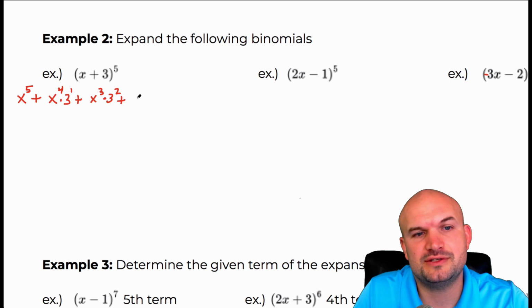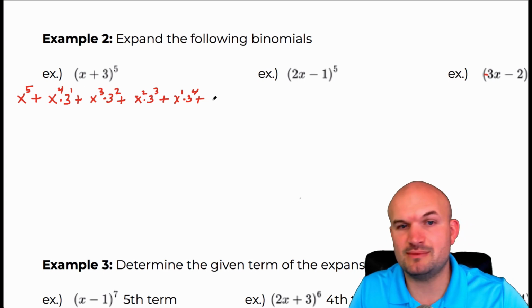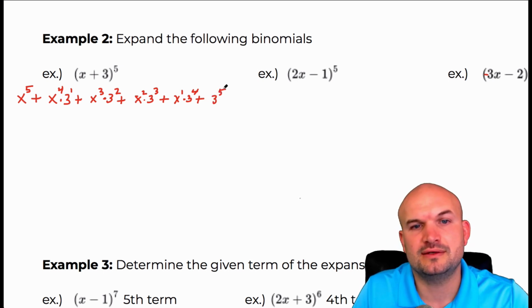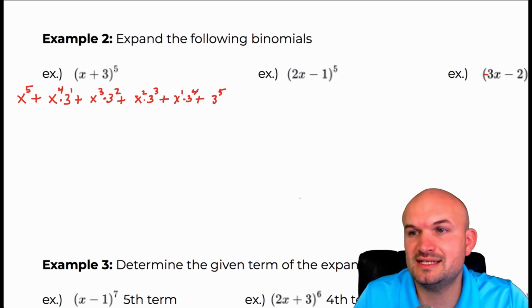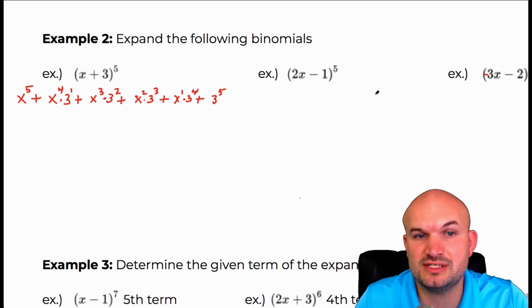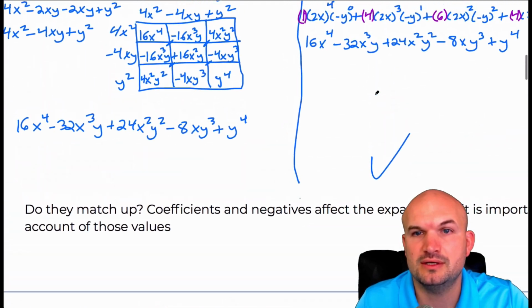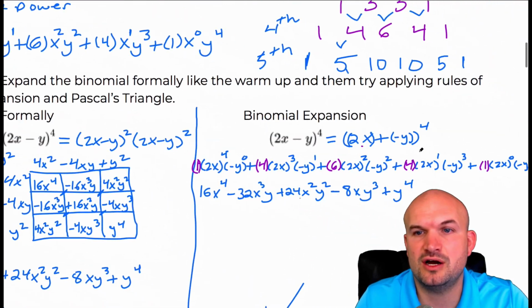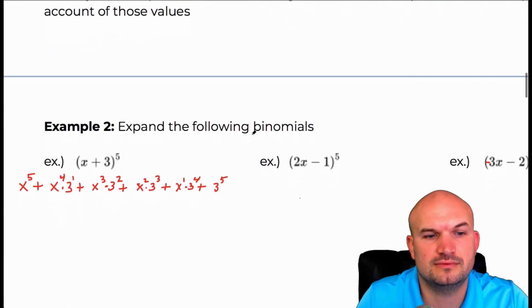Plus x squared, and then the next ascending power would be 3 cubed, plus x to the first, times 3 to the fourth, and then last but not least is x to the 0, which I'm not going to write, and then 3 to the fifth. Okay. The last thing we can do is take these coefficients and use them as multiples. The coefficients that we found are 1, 5, 10, 10, 5, 1. So let's make sure that we have those.